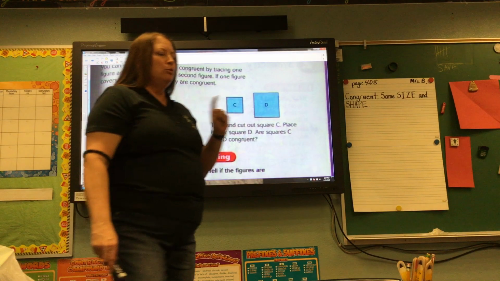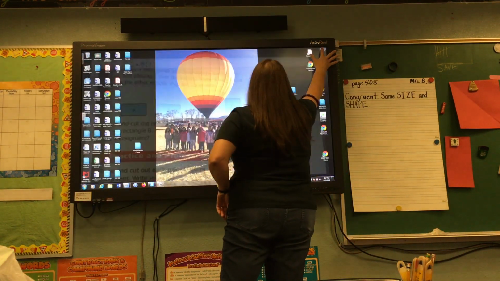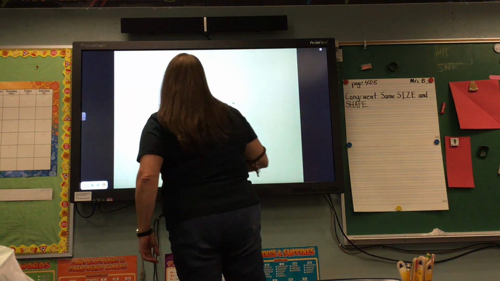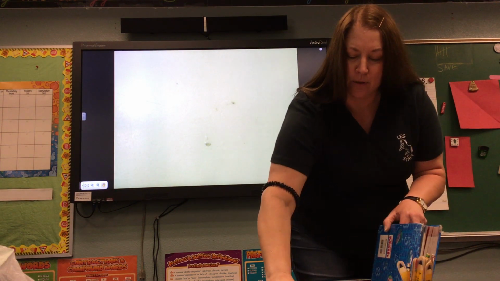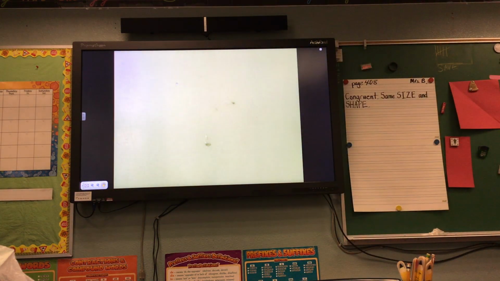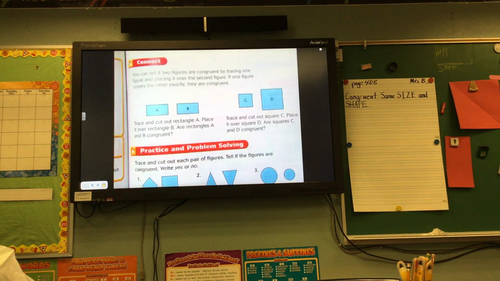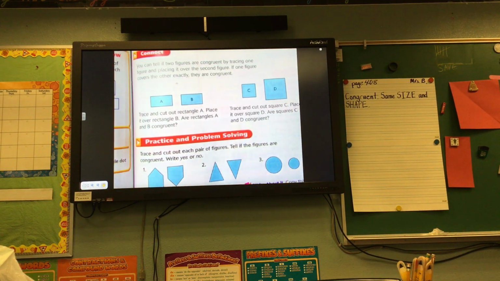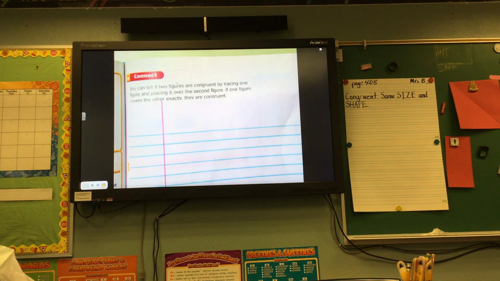Okay, I'm going to move away from this page and I'm going to go over to my Elmo. I'm going to take this down and put my Elmo up, and I want you guys to take a look. I'm going to take my book with me and my clean sheet of paper. And we'll talk about this over here. Okay, here's my book. And I'm going to start by looking at figures A and B. Now it's saying to trace and cut out triangle A. I'm not going to cut out triangle A, but I am going to put the paper over it.